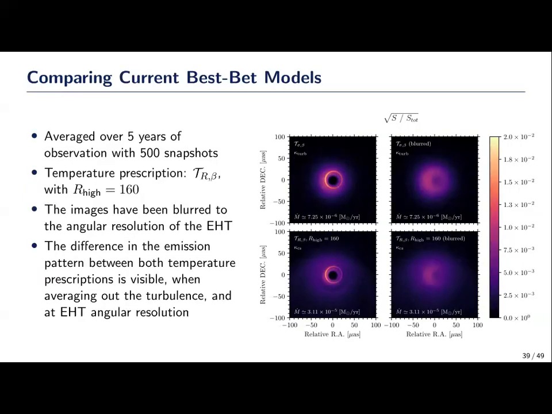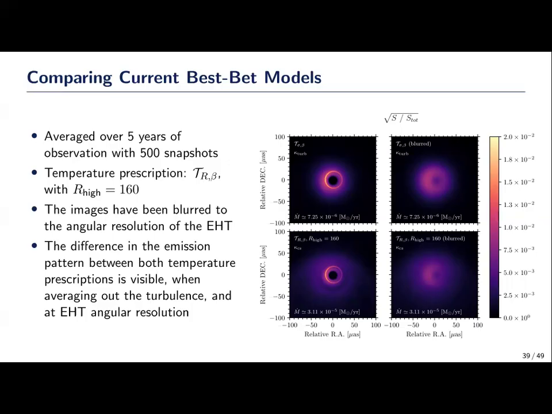This is a comparison between our current best bet models of M87, incorporating the particle-in-cell temperature prescription and the turbulent kappa, and the old well-established Arbiter model. And in case you're wondering why the non-convolved image on the left side is already blurred, this is an average over 500 images covering an observation of about 5 years. So the turbulent flows averaged out of the plasma. This gives us a much better comparison between the models.